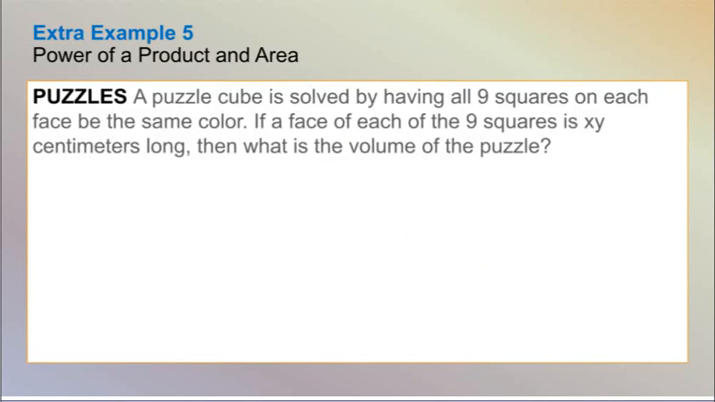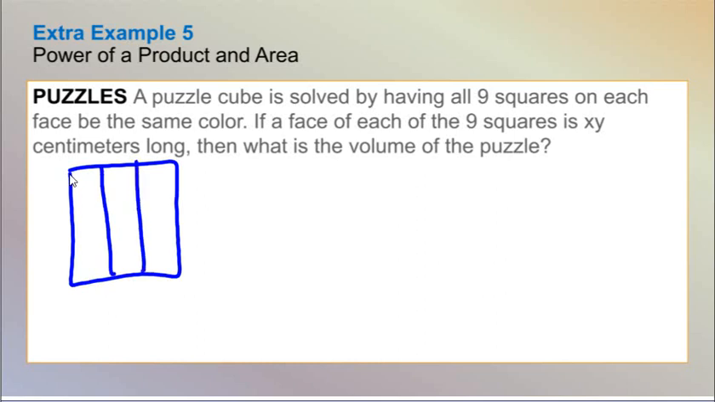And next one, a puzzle cube is solved by having all 9 squares on each face be the same color. If a face of each of the 9 squares is xy centimeters long, what is the volume of the puzzle cube? So a diagram might help. So if one face looks like this, you have 9 of these squares, and each one of these is xy. So I have 9 squares that are areas of xy. So I would have 9 x squared, or 9xy each side.